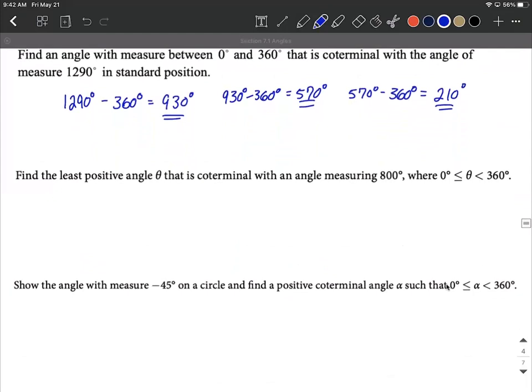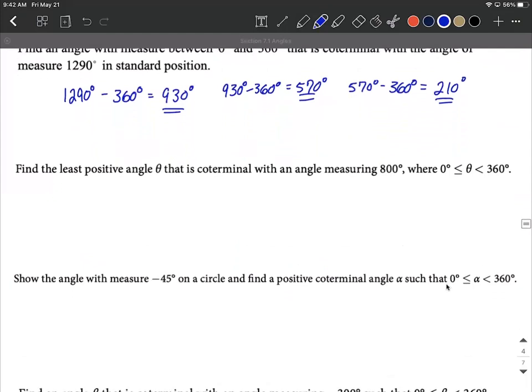Okay, just a couple more, one positive and one negative. We want to find the least positive angle theta that is coterminal with the angle measuring 800 degrees, where our theta is between 0 and 360. So as we get going on this, we're just going to start with our 800, subtract 360 away, 440. Okay, it's coterminal, but it's too big. It's not between 0 and 360, so go 440 minus 360 again. I got 80 degrees. That's going to be our answer, since it's between 0 and 360. If we were to subtract 360 away again, we get to a negative angle. Doesn't fit in the right range.